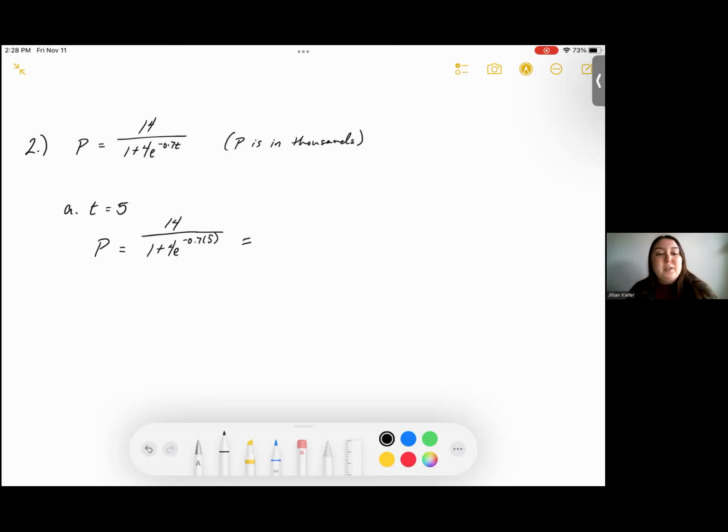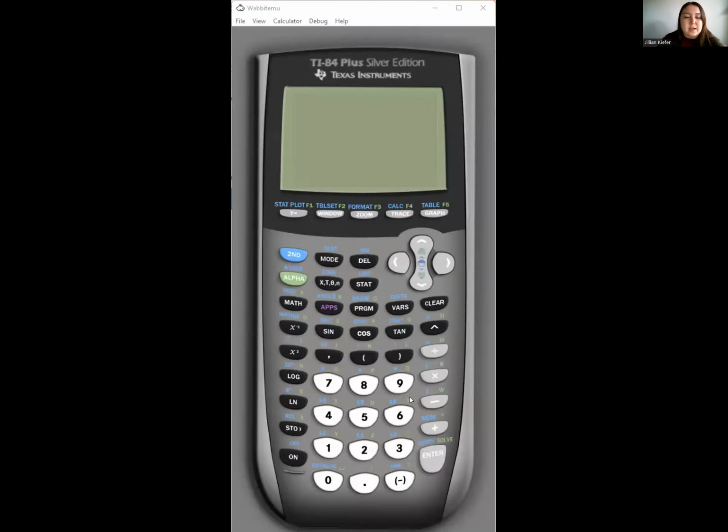Now, by all means, for a problem like this, you would definitely want to use a calculator. So we could use a calculator to do this problem. Let's go ahead and pull up our TI-84. All right, so we had 14 divided by, and since we are dividing by an expression in the bottom, we definitely want to have parentheses in this case.